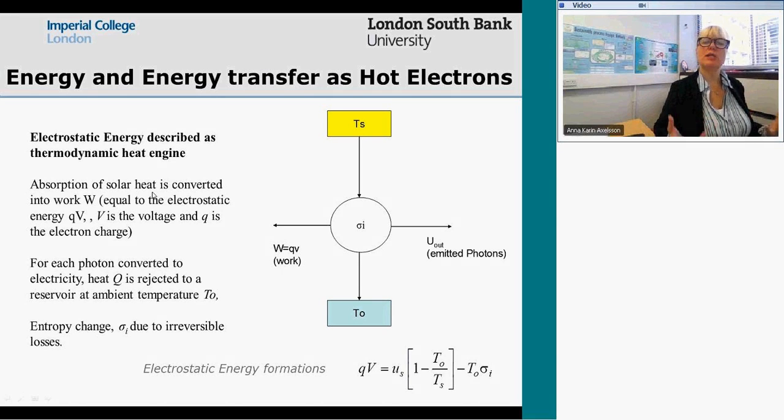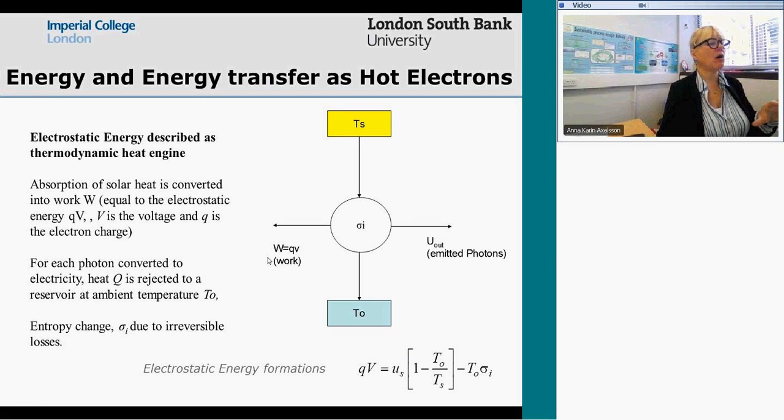So this hot electron transfer can be seen as an analog of a thermodynamic heat engine. It's kind of driven, so we are creating electrostatic energy, a little bit like a heat engine, but instead of producing mechanical work from an entropy change and a temperature change, we are producing electrostatic energy.